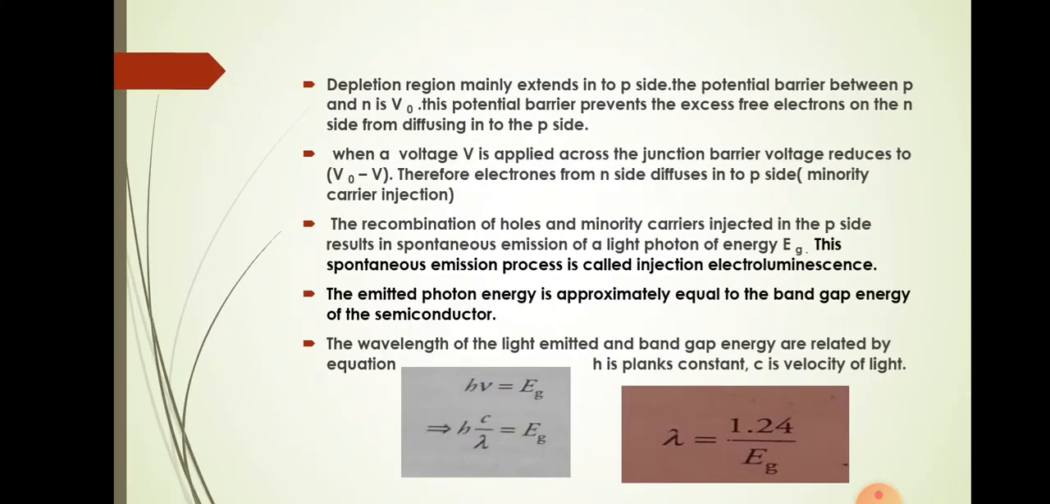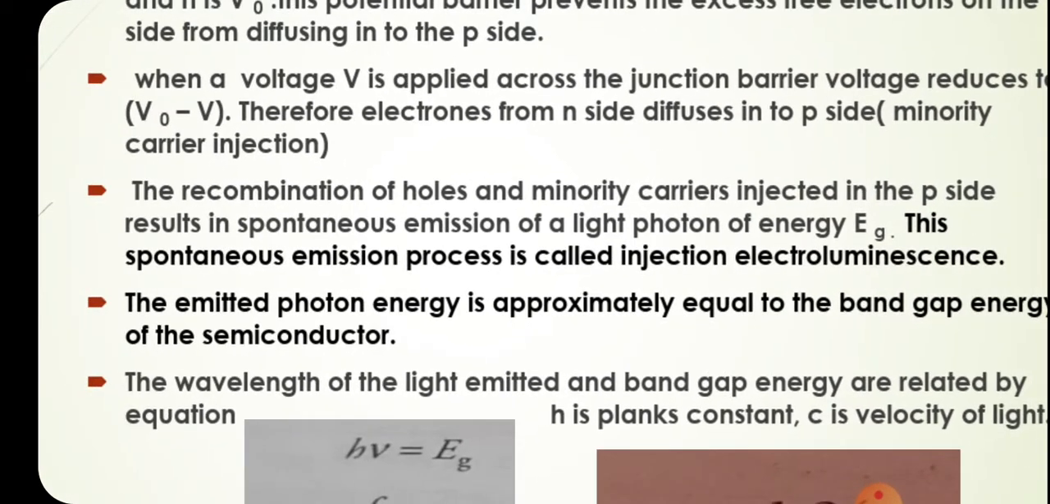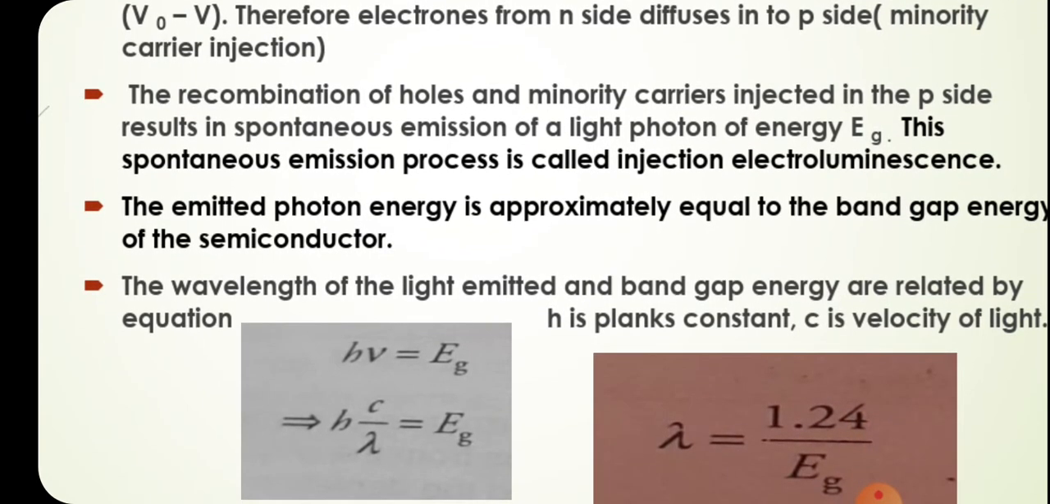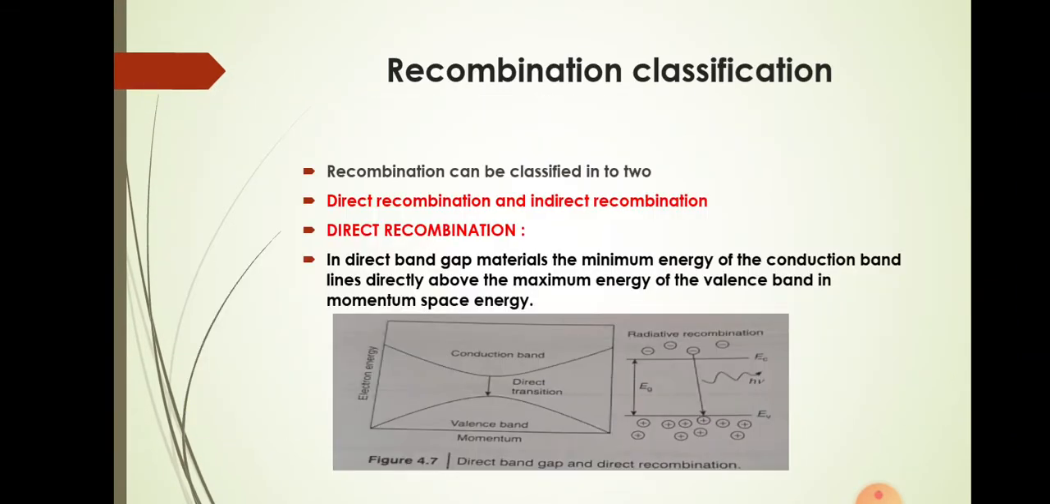The recombination of holes and minority carriers injected in the p side results in spontaneous emission of a light photon of energy Eg, and this spontaneous emission process is called injection electroluminescence. So that is the basic principle behind the LED or light emitting diode. The photon energy will be equal to Eg, which is equal to h nu, and the wavelength of the photons emitted is related to the energy band gap by the equation 1.24 divided by Eg. So this is all about the principle of LED.